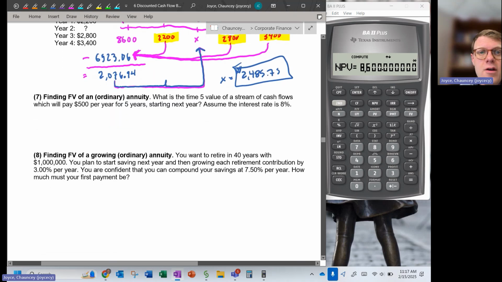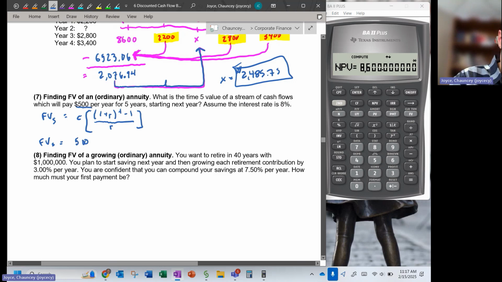So now find the future value of an ordinary annuity. In this case, I'll start with the formula. The future value, the subscript there is time. The future value at time 5 is C times 1 with R to the T less 1 over R. So the future value at time 5 would get you 500. That's the amount per year. That's how I know it's an annuity. It's repetitive. It's a fixed amount for 5 years, for finite time.